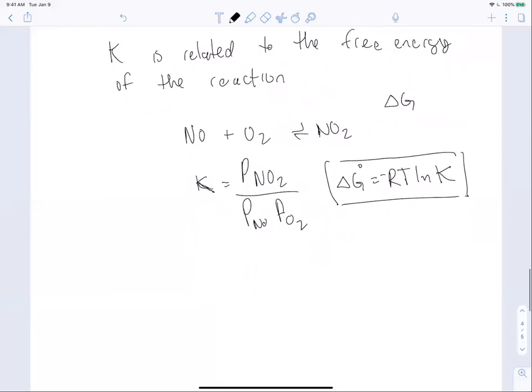So delta G with a knot on the top. What do we call this? Standard? Yes, just standard free energy, or delta G in the standard state. That's when we're at equilibrium. So under very specific conditions that we can tabulate, that's what the delta G is equal to. So this is the delta G associated with the equilibrium constant K.